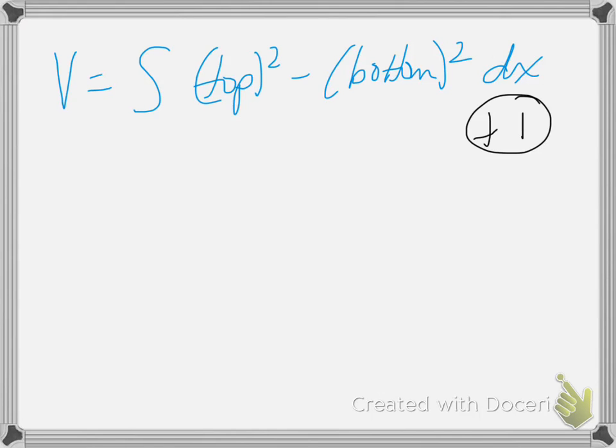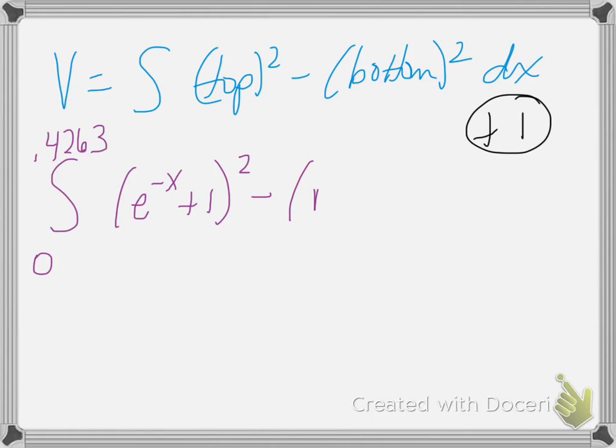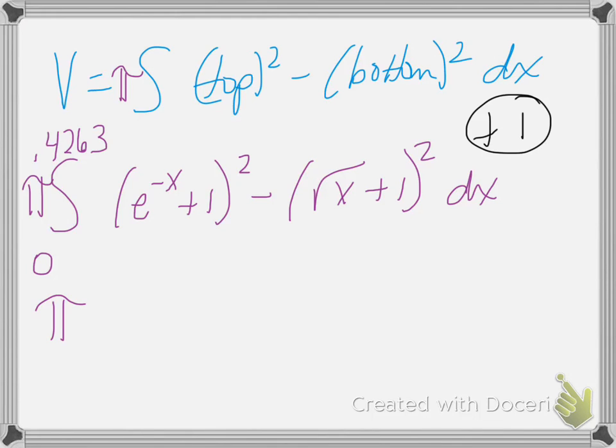Okay, so our integral stays the same. It's going from 0 to 0.4263. The top function we already know is e to the negative x. So it's e to the negative x, but then you have to add the extra 1 squared minus the bottom function plus 1 squared dx. And because this is for volume, sorry, I forgot that you need a little pi over there. So you're going to keep pi separate because otherwise the calculator will give you a crazy number.